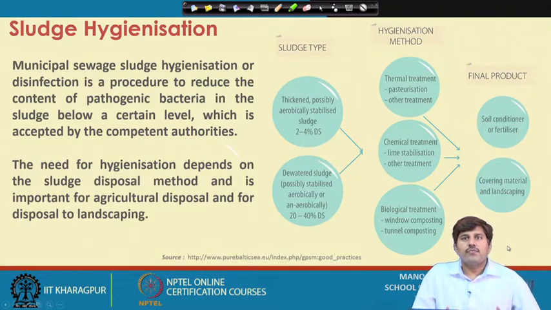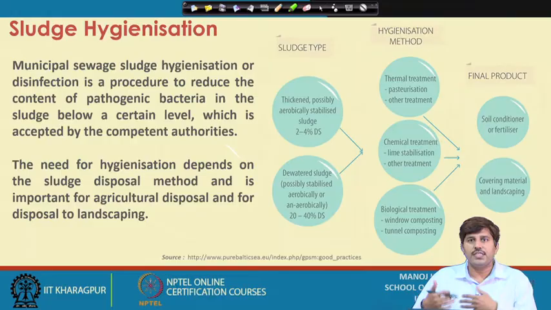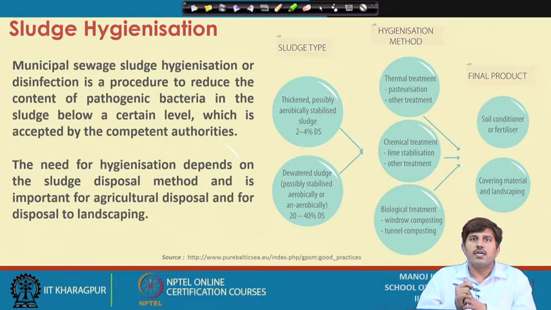So, after we are done with the sludge dewatering, the dewatered sludge is then processed for disinfection, or what we typically call hygienisation. In order to maintain the hygiene of the sludge, the municipal sludge is disinfected to reduce the content of pathogenic bacteria below a certain level, which is accepted by the competent authority before going for the final disposal.